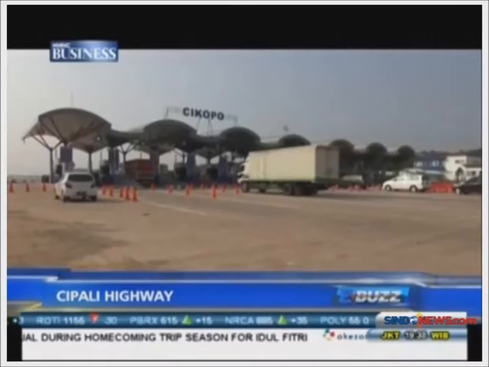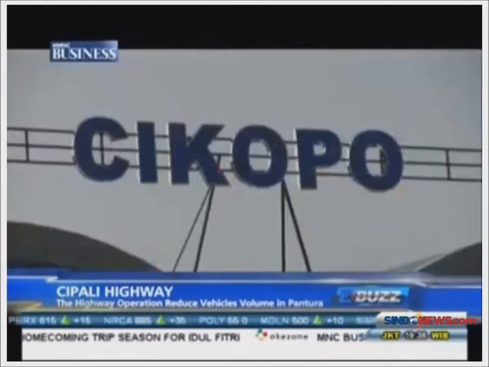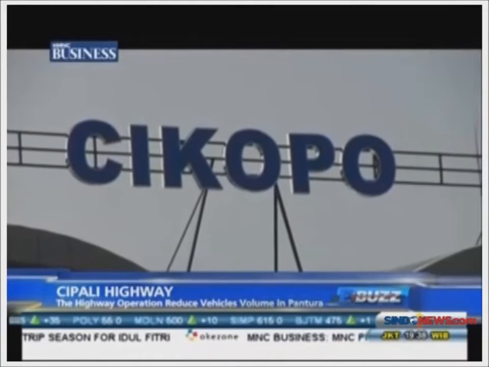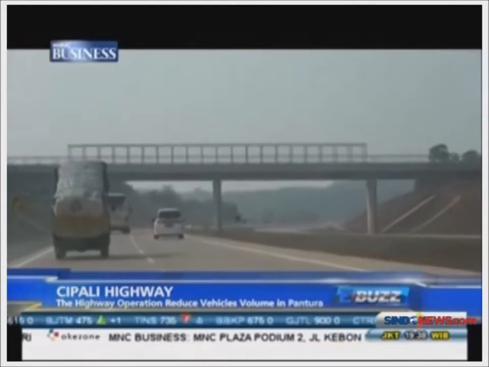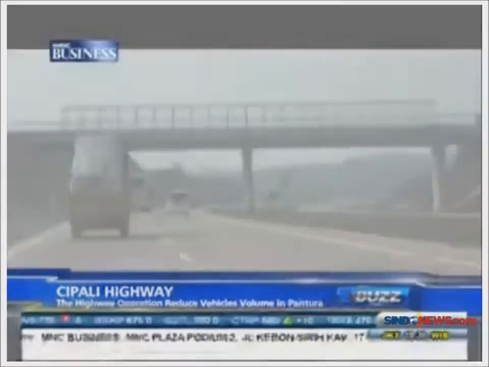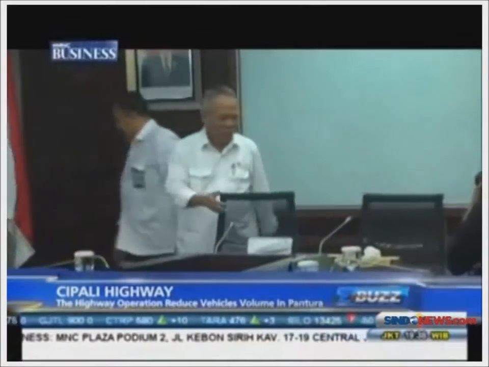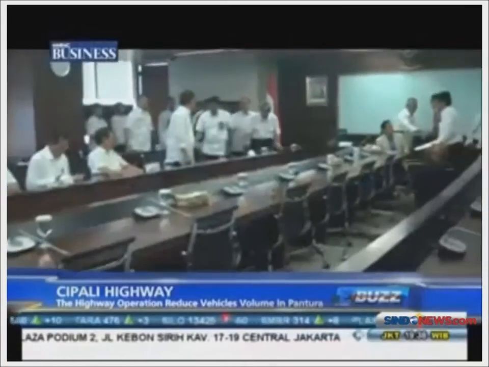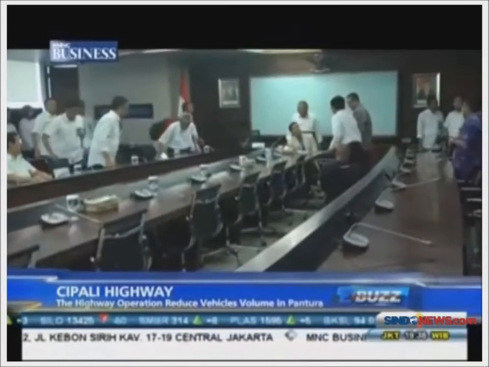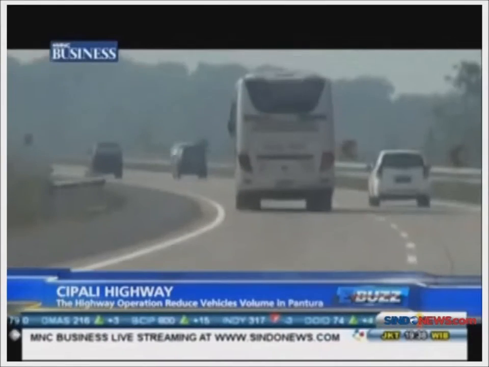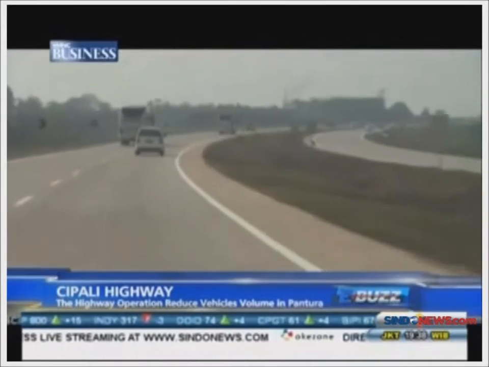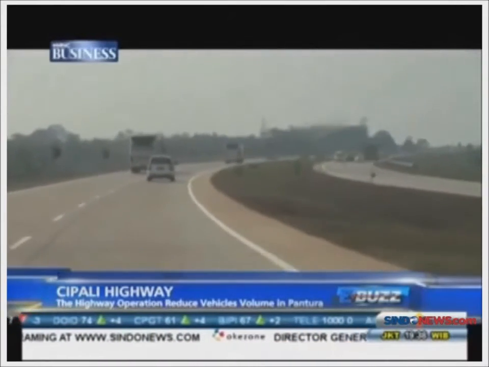Cikopo-Palimanan Highway, also well known as Cipali Highway, is claimed to have minimized vehicle volume on the North Coast Road, or Pantura. Minister of Public Works and Public Housing, Basuki Hadi Mulyono, explained that based on the report submitted to the ministry, after 5 days of operation, Cipali Highway has served 35,000 vehicles every day. According to the minister, this report will give the ministry space to repair the damaged road in Pantura, which people have complained about.